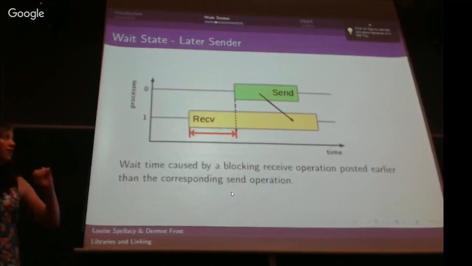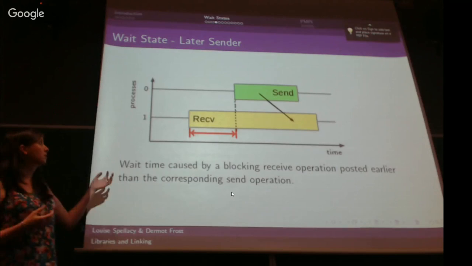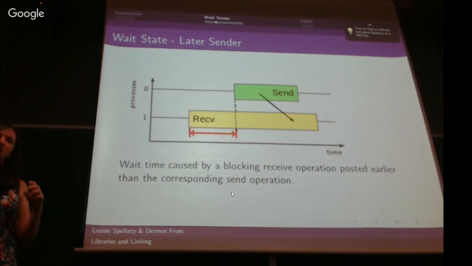So I have these kind of type diagrams, and we're going to go through a couple of these wait states just so we can visualize how they might occur in your code. The basic ones that you can see are late senders and late receives. These are when we're talking about point-to-point communication, and they can also happen with iSends, iReceives, bSends, sends, any of those types of point-to-point sends.